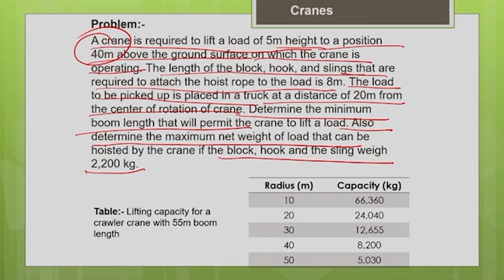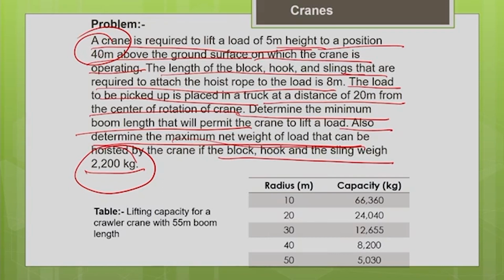As I told you, when you consider the lifting capacity of your crane, you should include the weight of the hook, block, sling, everything, the rigging device also. This is because your crane has to lift that also. So that also has to be included in the lifting capacity of your crane, and its weight is given as 2200 kg. Now you are going to determine the maximum net weight of load that can be hoisted by the crane, the safe net weight of load on the crane.